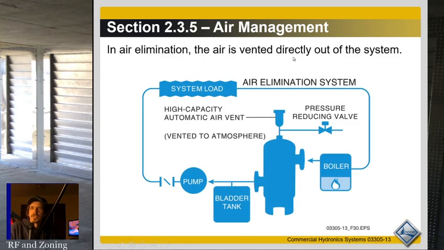Alright, in air elimination, the air is vented directly out of the system. So if you have an expansion tank, often, instead of going up to the compression tank, you will go up to an air vent, and this will just vent the air straight out. These high capacity air vents usually have at least a 1/2 inch connection on them.